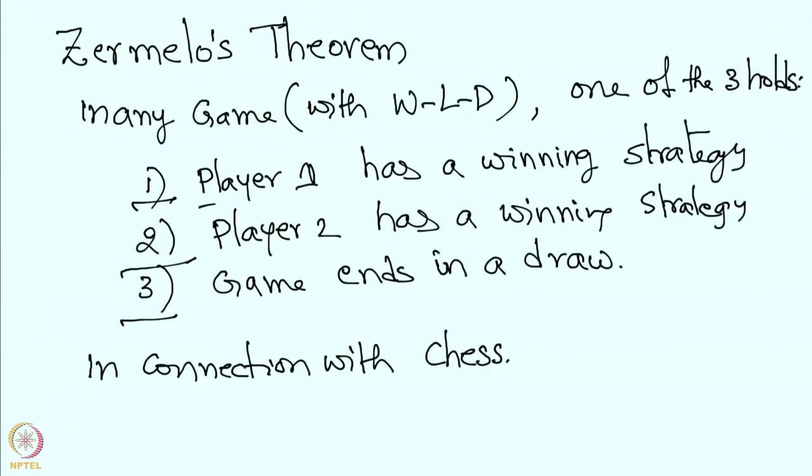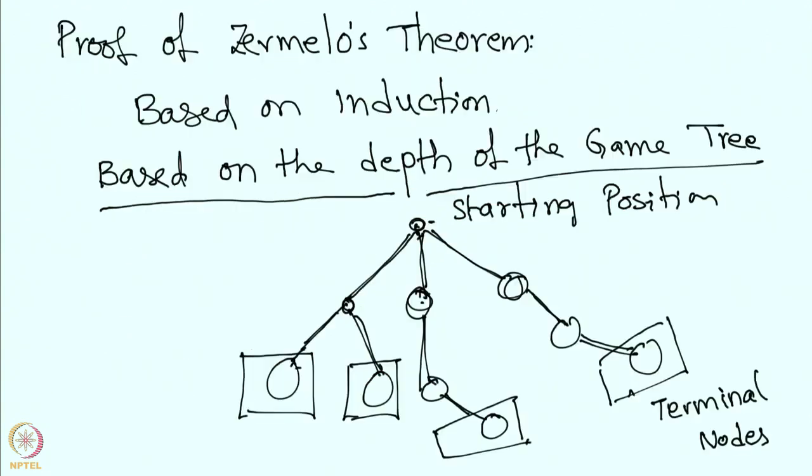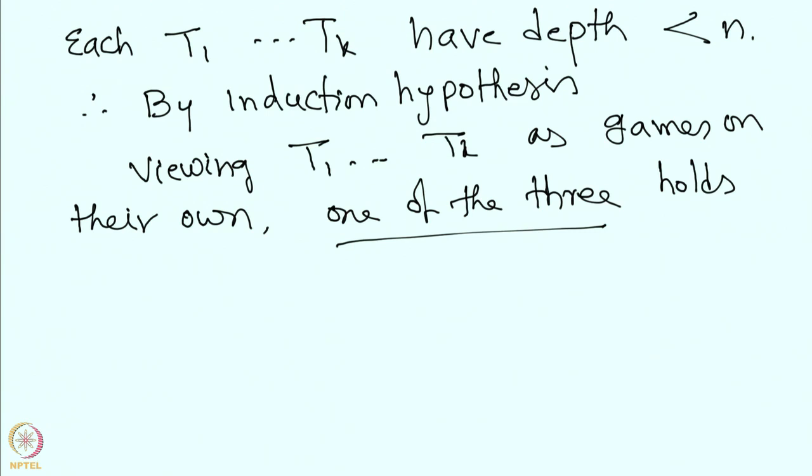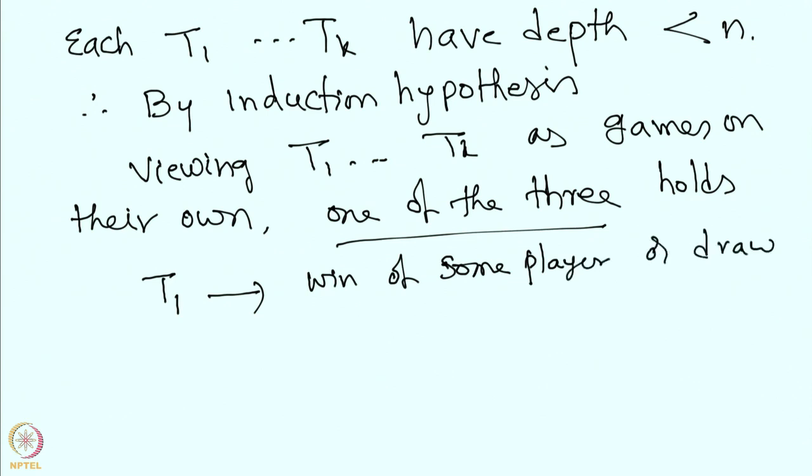Either player 1 has a winning strategy, or player 2 has a winning strategy, or the game ends in a draw. One of these 3 holds. So that means it is possible that T1 may be a win of some player or draw, and T2 is the same, like this Tk the same thing happens.